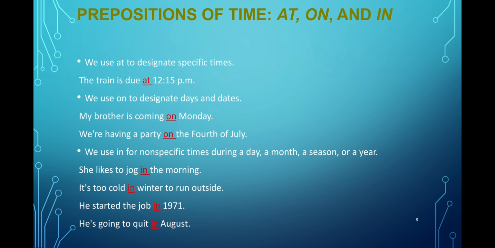We use in for non specific times during a day, a month, a season, or a year. She likes to jog in the morning. It's too cold in winter to run outside. He started to jog in 1971. He is going to quit in August. All the words which are highlighted and underlined show prepositions of time.